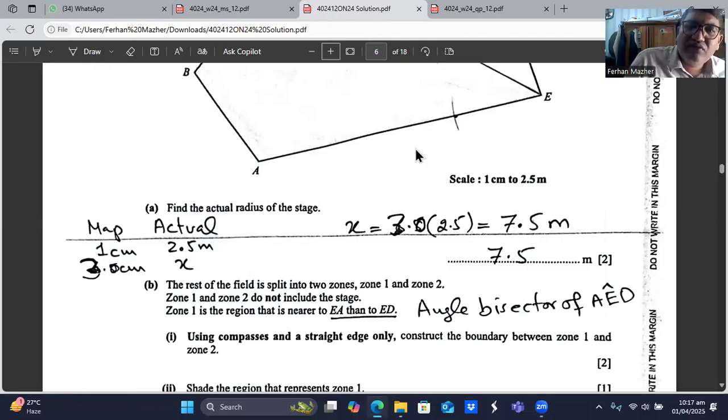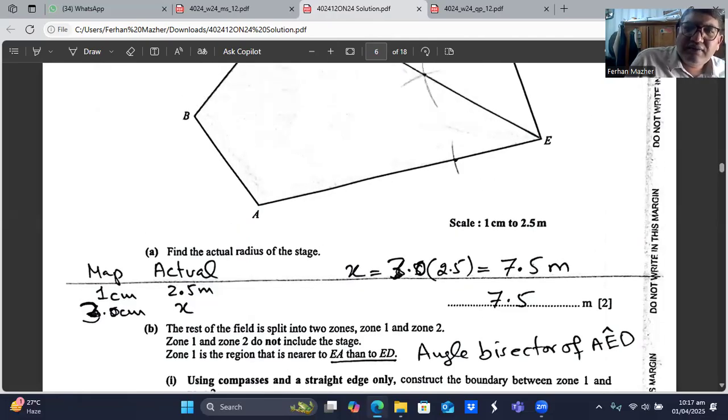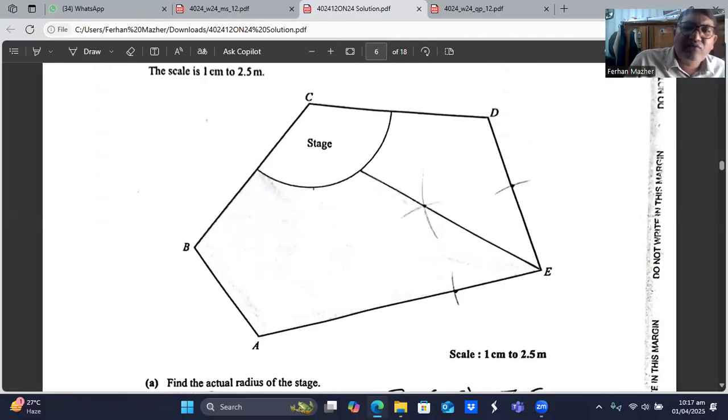So what we do is we have to draw the angle bisector of the angle AED.